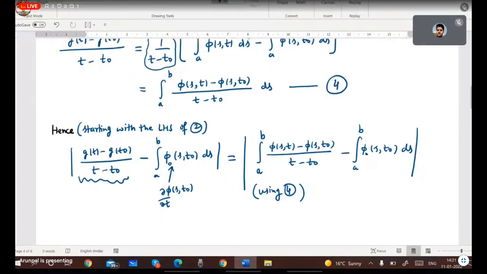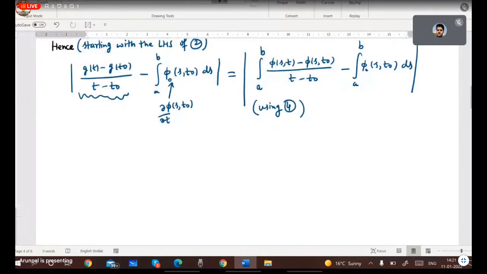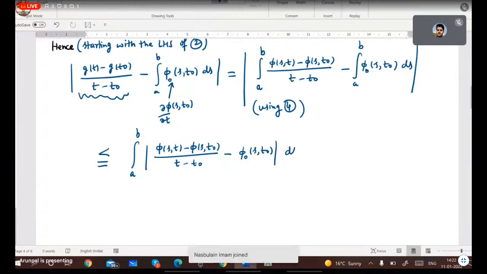Yes, sir. Is this okay, class? Because the limits of integration are the same, we can combine their integrands and take the modulus sign inside. So it will finally be less than or equal to the integral from a to b of modulus of phi(s, t) minus phi(s, t naught) divided by t minus t naught, minus phi naught(s, t naught), its modulus, ds.